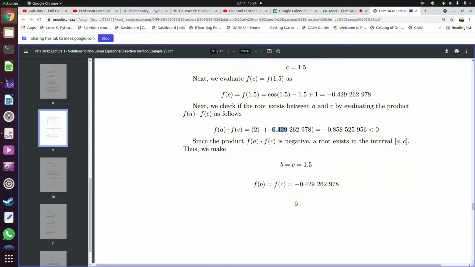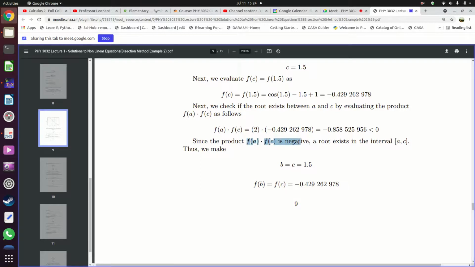Okay, so as I was saying, this negative product of f of A and f of C shows that the value of our function changes from positive to negative between A and C. So that shows that there is a root between A and C. Are we clear? Yes, it is clear.